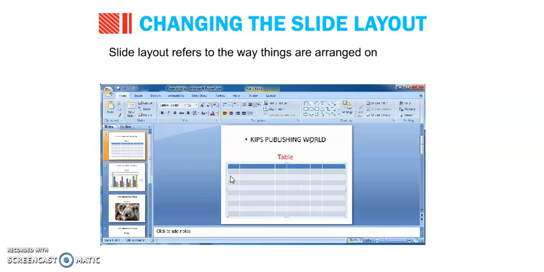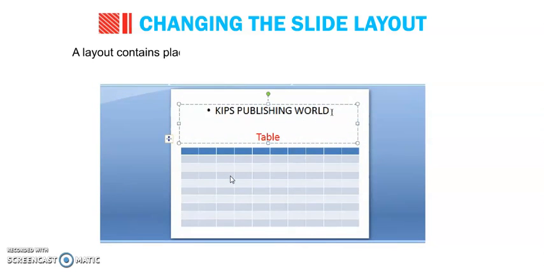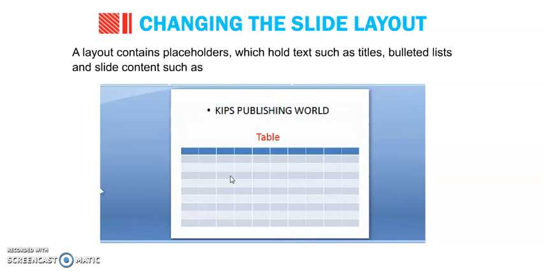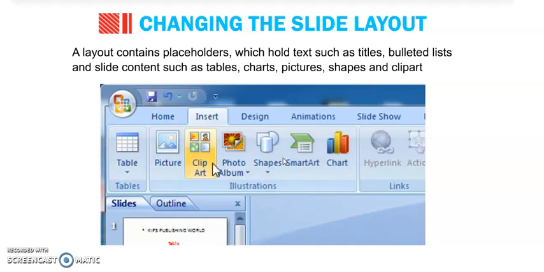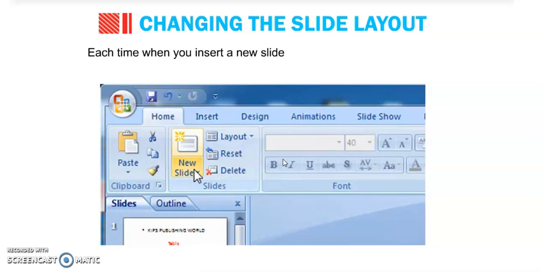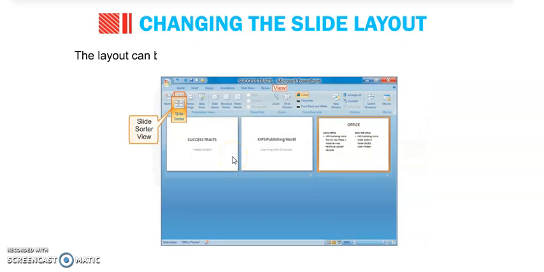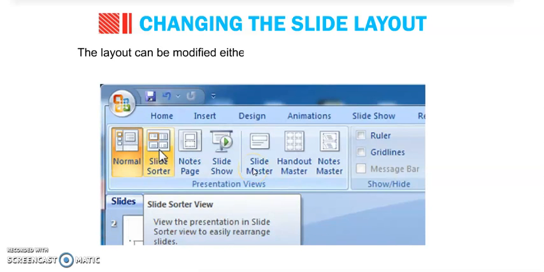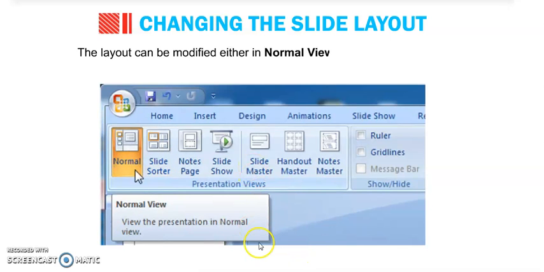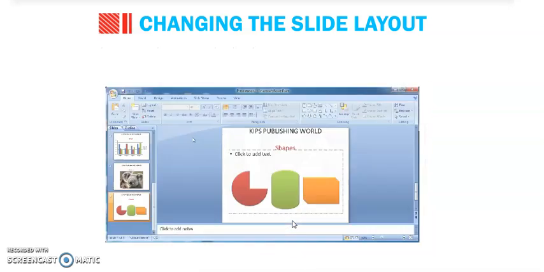Slide layout refers to the way things are arranged. A layout contains placeholders which hold text such as titles and bulleted lists, and slide content such as tables, charts, pictures, shapes, and clip arts. Each time you insert a new slide, you have to choose a layout that matches your requirement. The layout can be modified either in normal view or slide sorter view. These two views we have learned in the last chapter. For inserting a new slide, the shortcut key is Ctrl+M.